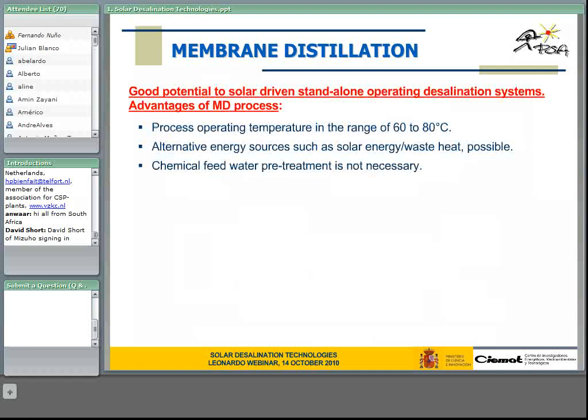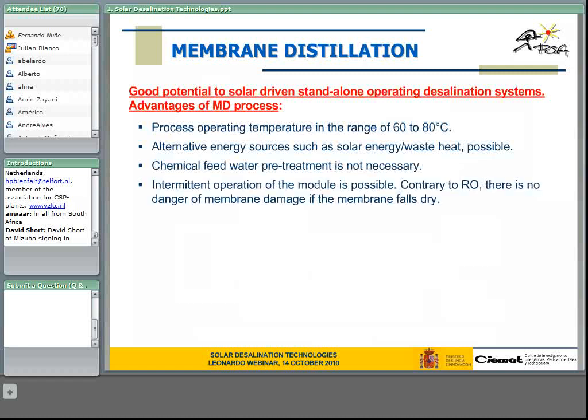Almost no pretreatment is necessary. In this case, the membranes are very resistant, like in the case of reverse osmosis. Also, this makes intermittent operation possible. There is no danger to the membrane if there is any kind of failure; we stop the supply. Theoretically, we have 100% salt rejection. We don't need any operating pressure. We don't need any power consumption for pumping the water. Just pass the water through the membrane.